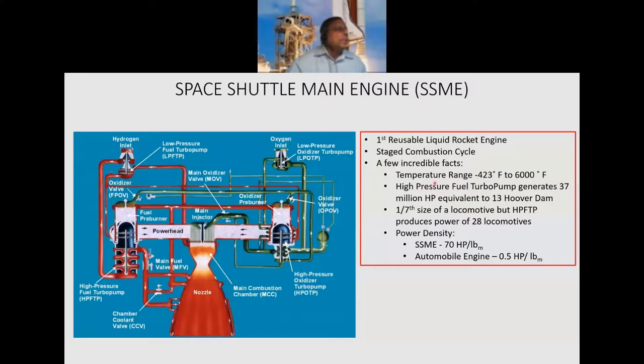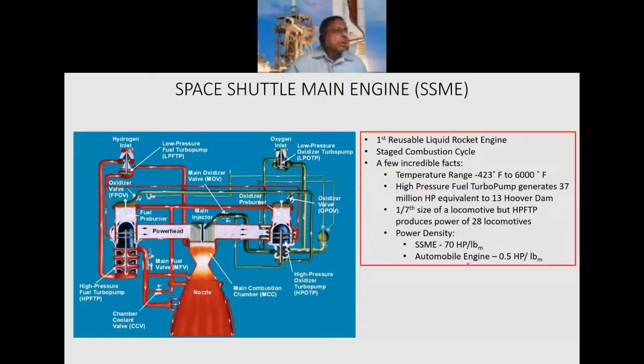The temperature range in this engine starts from minus 423 degrees Fahrenheit, which is liquid hydrogen, and when it burns, it goes to 6,000 degrees Fahrenheit. So you can think about the challenge for the material engineers, what kind of thermal stresses it can go through. And the other thing is the high pressure fuel turbopump generates 37 million horsepower, which is equivalent to 13 Hoover Dams. And it's 1/7 the size of a locomotive, but the high pressure fuel turbopump produces the power of 28 locomotives. And it has an incredible power density.